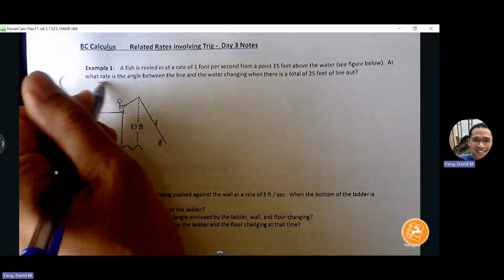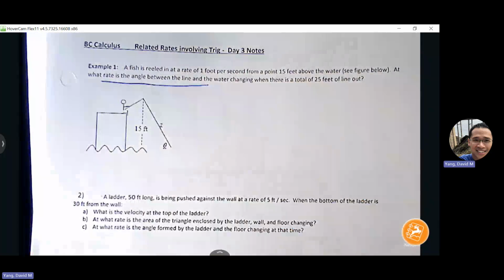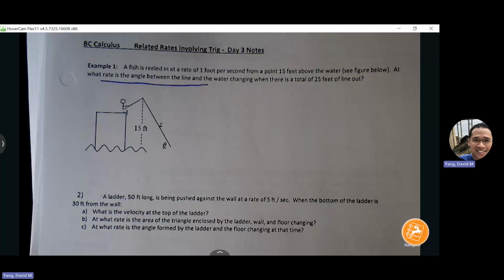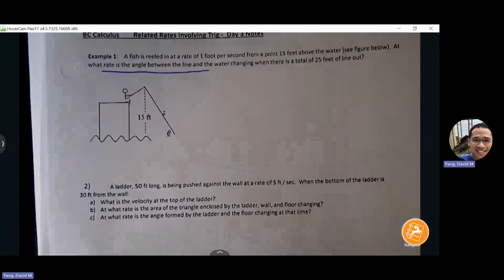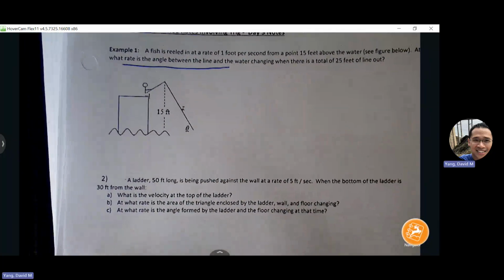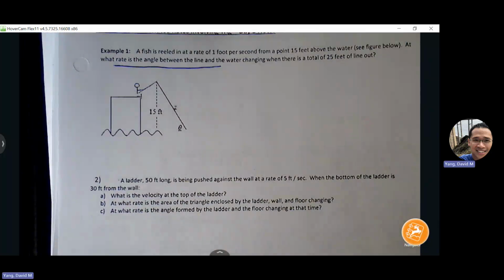So that's how you know that there's going to be trig involved if the problem ever asks you for the rate of change or involving the rate of change of the angle measure. But it's always going to be involving a right triangle. Okay, so with these trig related rates problems, it's always going to be a right triangle involved.